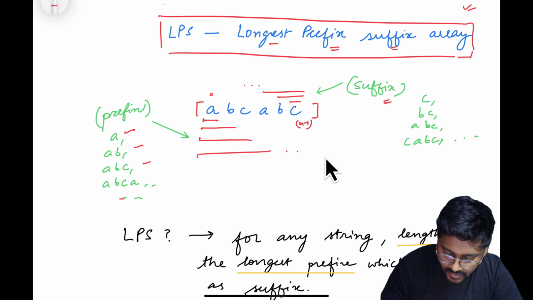Firstly, just do the understanding of LPS. Okay, the LPS definition is also here. For any string, the length of the longest prefix which is same as suffix. This is something that I just told you. This is prefix, this is suffix, and the length of this is 3. It means LPS for this string is equal to 3. So this is something we have to capture. LPS value for this string is 3.